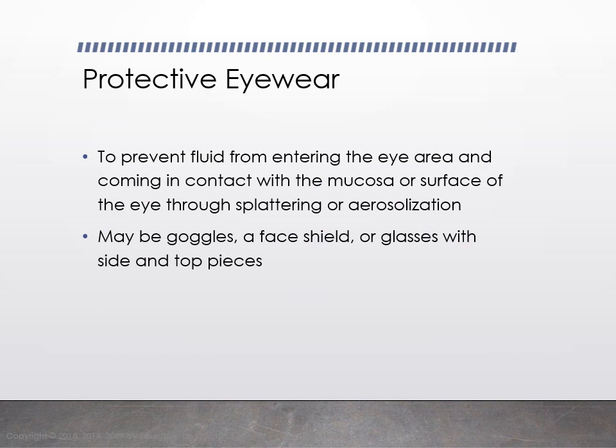Protective eyewear. So protective eyewear is used to prevent fluid from entering the eye area and coming in contact with the mucosa or surface of the eye through splattering. So we should wear eyewear for performing oral, nasotracheal, or endotracheal or ET suctioning. So these are definitely procedures that we'd want to have eyewear on. Other things that we'd want to utilize eyewear for is for performing wound irrigations or assisting with a procedure in which blood may splatter, like insertion of a central line.